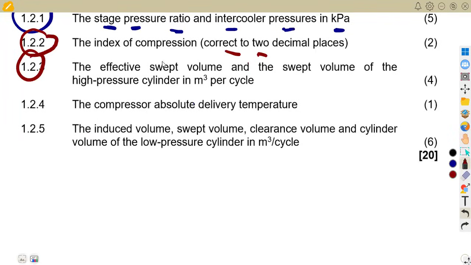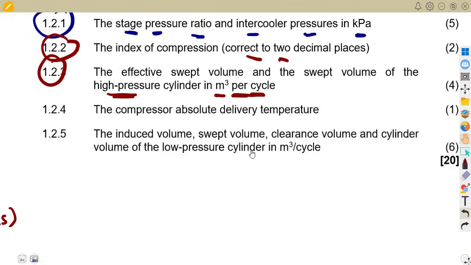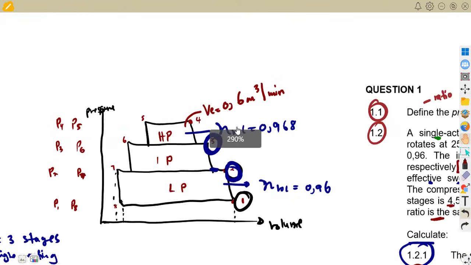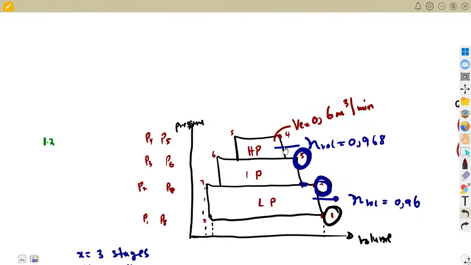1.23, the effective swept volume and swept volume. So we need the effective swept volume and the swept volume of the high pressure cylinder in cubic meters per cycle. Per what? Per cycle. The speed has to be involved now. Where? At the high pressure cylinder. That's why we took this information about the high pressure cylinder, where we are given the effective volume and the volumetric efficiency at the high pressure. Remember, this was for the high pressure only.